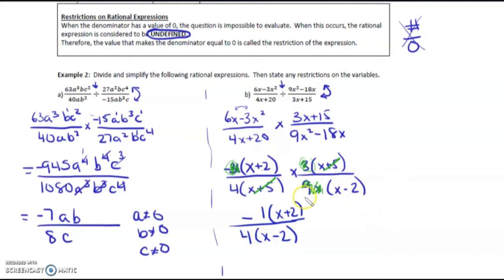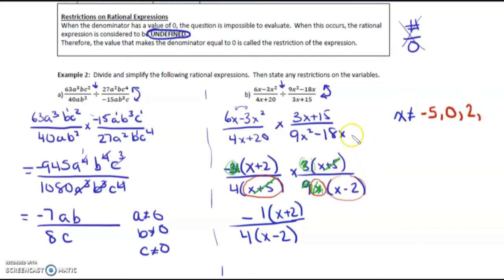Okay, so now restrictions. Again, restrictions has to be anything that ever occurred in the denominator. I'll highlight these in red, okay? There's a restriction on x plus 5, so x is not going to equal -5. There's a restriction on just the x, which gives us a restriction of 0. And x minus 2, because that's in the denominator as well, which gives us a restriction of 2.